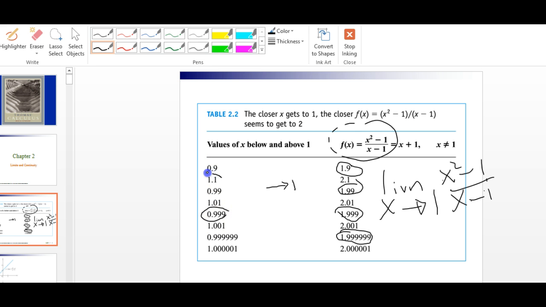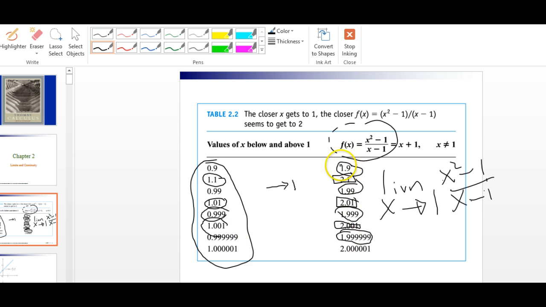On the other hand, if you approach it from the right, 1.1, 1.01, 1.001, once again it's coming towards what? 2.1, 2.01, 2.001. Now the first question to answer is, are we ever touching the value of 1? In the sense, are we plugging in 1 at all? No, we are only coming close to 1.